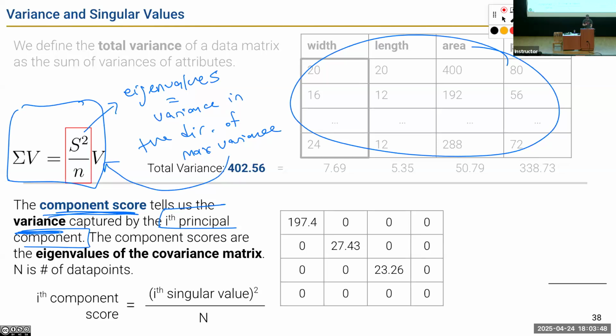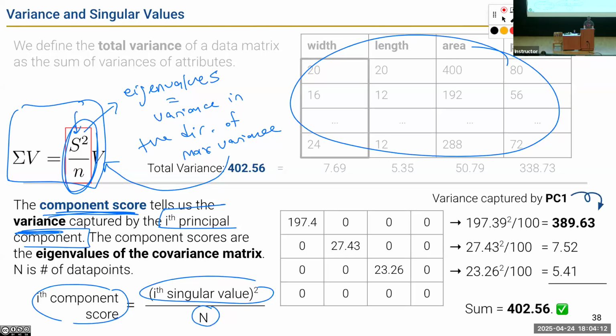Those were the eigenvectors in V. So if I just take S squared over N, I have the variances of all the principal components. If I have those variances, I can calculate the fraction of the total variance that each of those PCs is giving me. The ith component's variance is the singular value squared, divided by the sample size. So I can do that in this case. I get the singular value, I square it, I divide by 100. That is the variance of the first principal component.